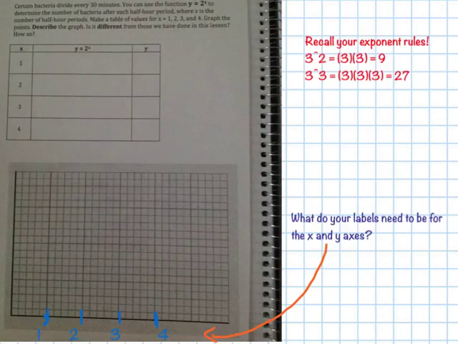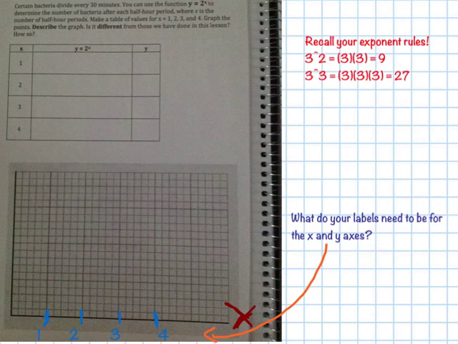Now we're on to the last page. This one's about bacteria, and this bacteria divides every 30 minutes. The function that we're using here is y equals 2 to the x power to determine the number of bacteria after each half-hour period, where x is the number of half-hour periods. So you can see down on this x-axis here, I have labeled the number of half-hour periods, 1, 2, 3, and 4, which you'll see in the box.